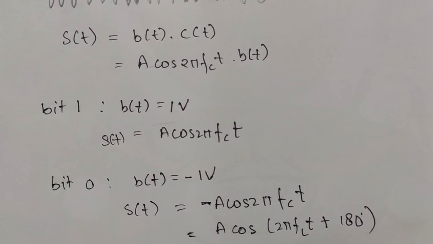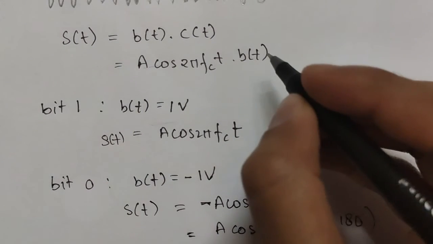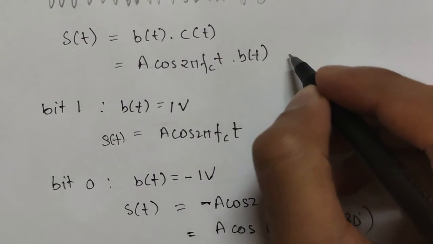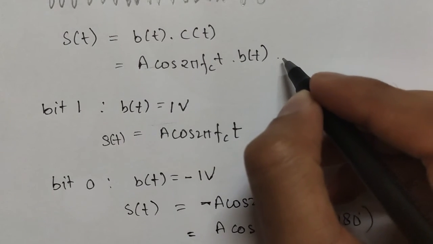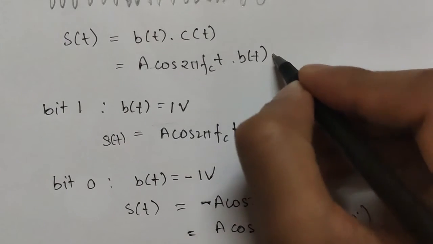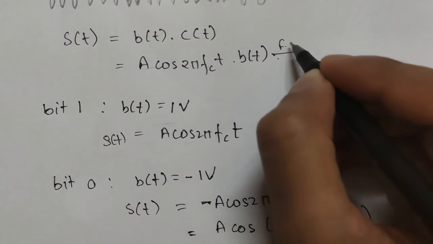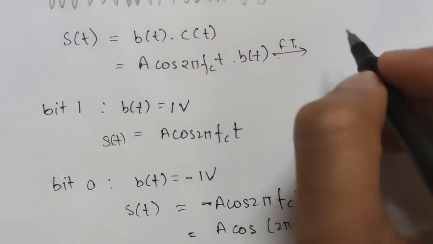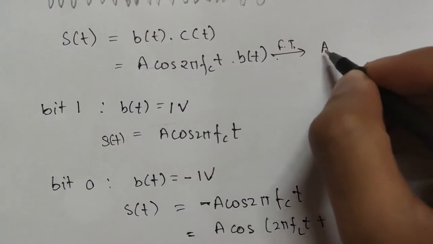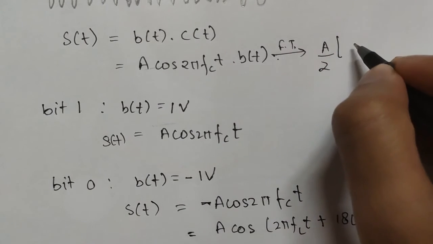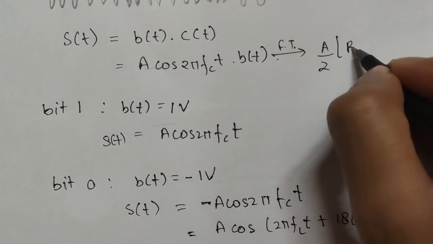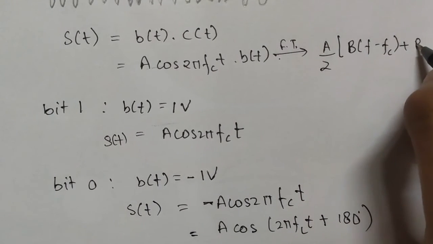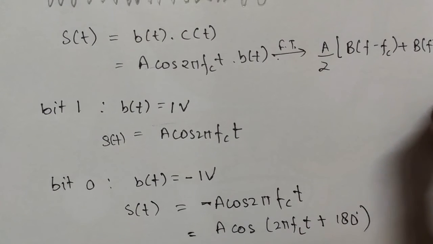To get the bandwidth information, we should use the Fourier transform over our PSK signal. So if I do the Fourier transform of this, then this will simply be A by 2 times B of f minus fc plus B of f plus fc.